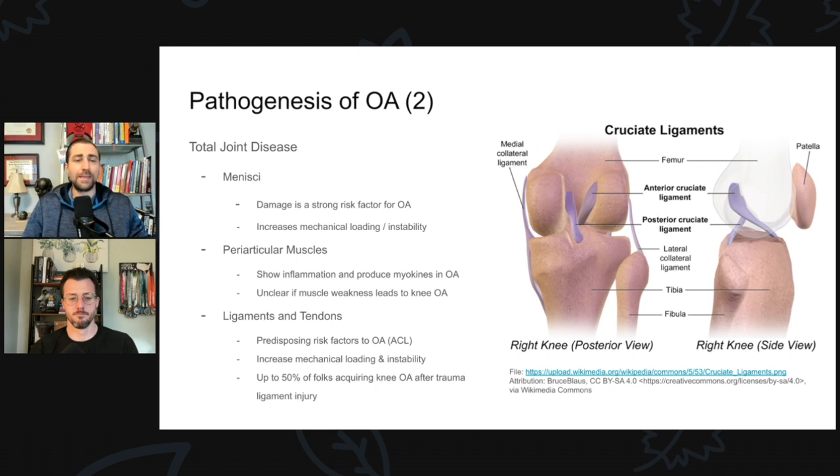We know that ligamentous and tendon injuries can be a predisposing risk factor for OA. Think about your ACL tears. They can increase mechanical loading and instability. So up to 50% of folks acquire knee OA after trauma. Think about your ACL injuries. A lot of those folks end up with OA long term.